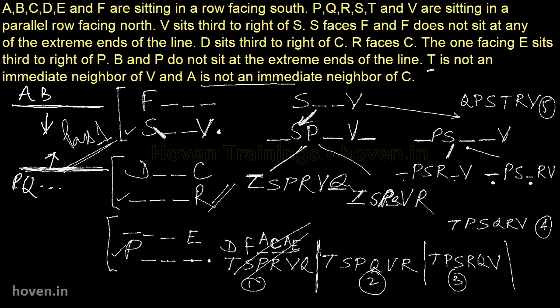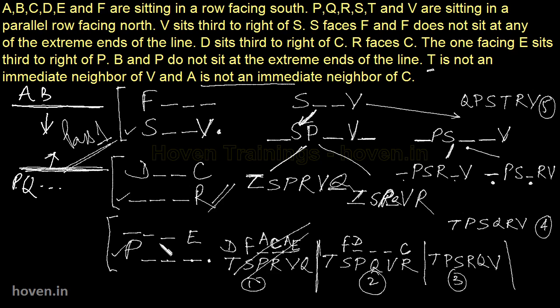Put F directly above S followed by 3 spaces. Put F here, 1, 2, 3 spaces. Then put C directly above R. So I'll put C here. And 2 spaces, and D will automatically come here, C space space D.